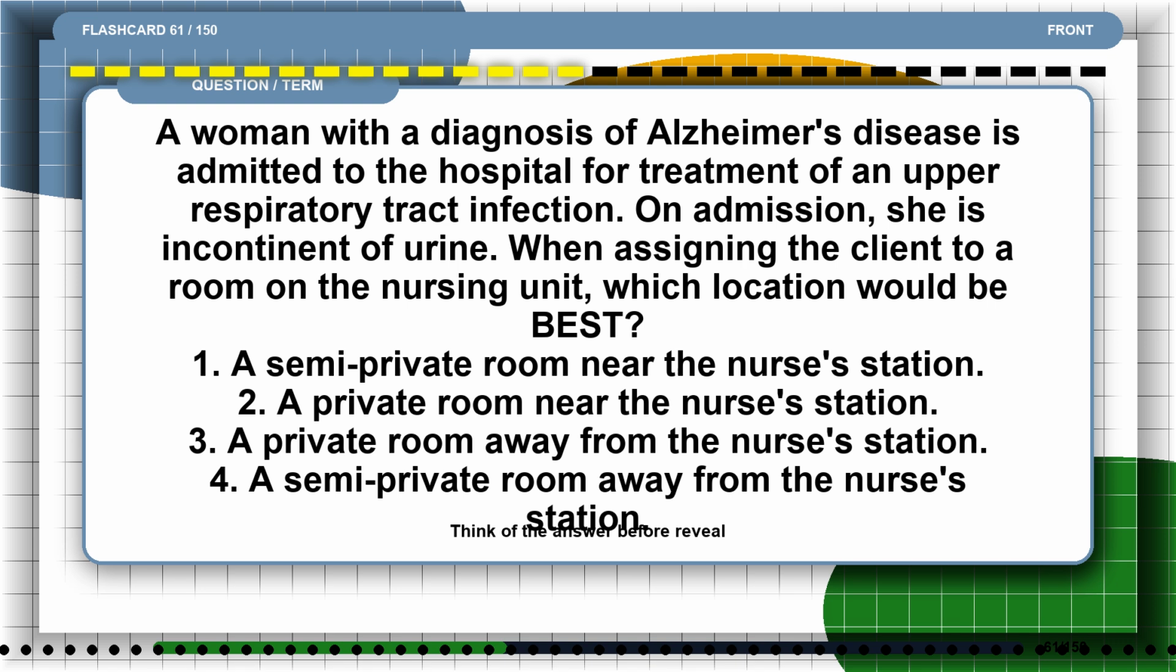1. A semi-private room near the nurse's station. 2. A private room near the nurse's station. 3. A private room away from the nurse's station. 4. A semi-private room away from the nurse's station. Think of the answer before the reveal.